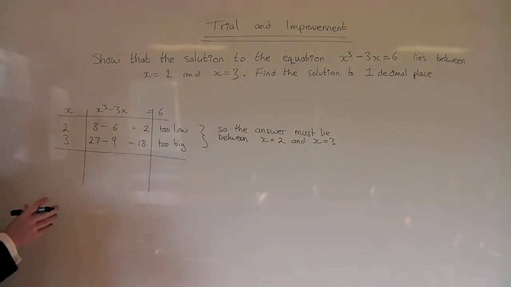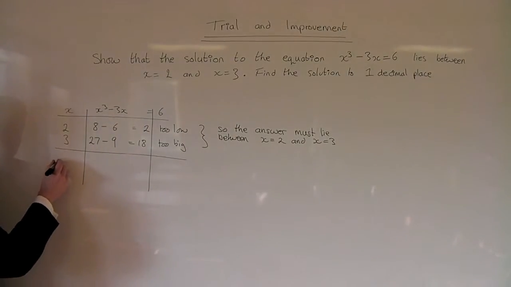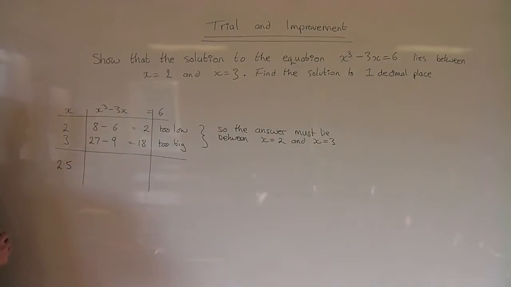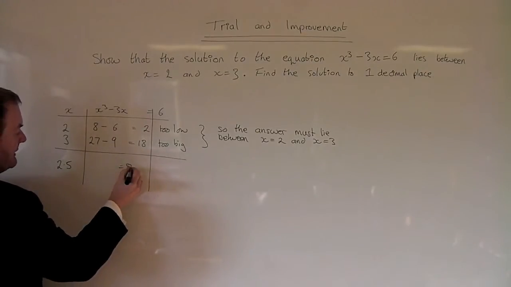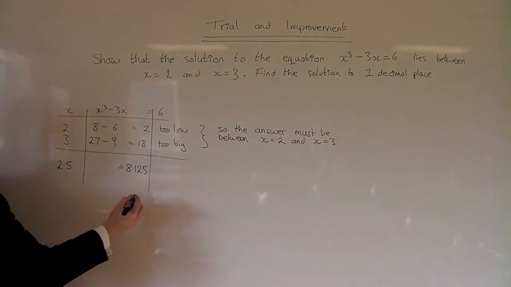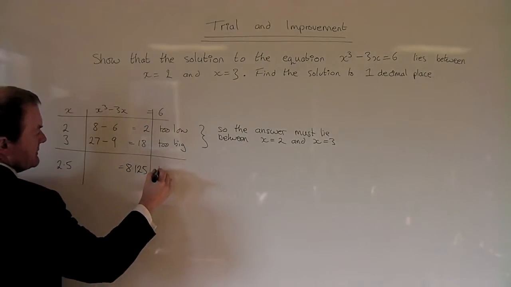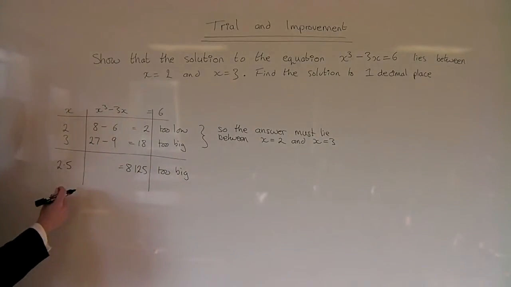So we've done 2 and we've done 3, so let's go halfway between. Let's go x equals 2.5. So when x equals 2.5, I substitute those values in, I get the answer will be 8.125. So this answer here is too large, isn't it? It's still too big. So I need to come down.